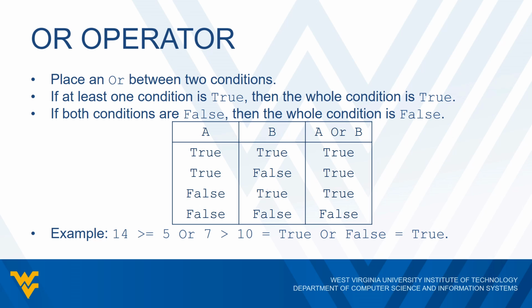So let's look at an example. If we have 14 greater than or equal to 5 or 7 greater than 10, well, 14 greater than or equal to 5 is true. 7 greater than 10 is false. So true or false turns out to be true.